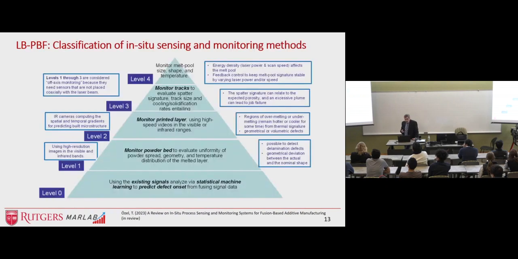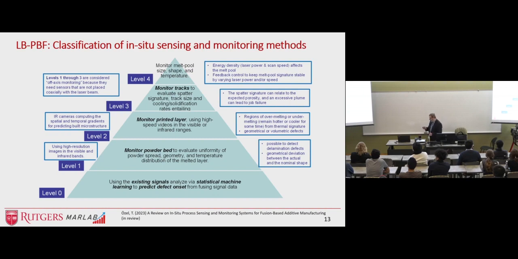So what kind of classifications can we talk about as in-situ sensing and monitoring methods? At the lowest level, level 0, we can actually use existing signals in the machine. Because the machine is actually giving a lot of temperature data, you can read it from the machine very easily. Statistical machine learning can predict the defect onsets. What changes in the machine creates the onset of those defects, right? Can we characterize those existing signals to predict the defect onsets?